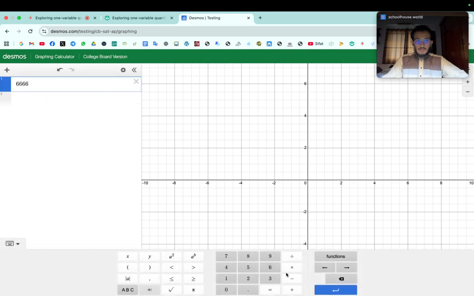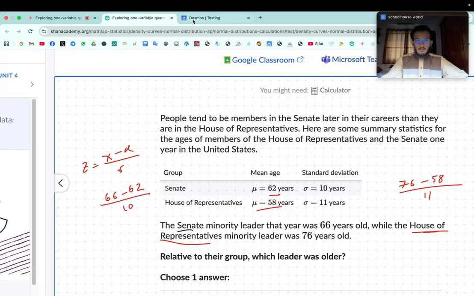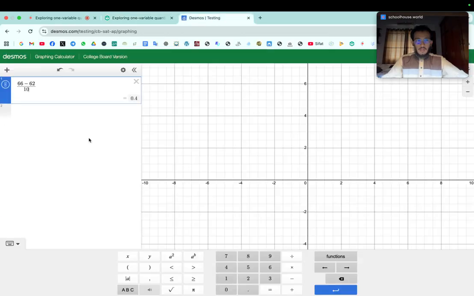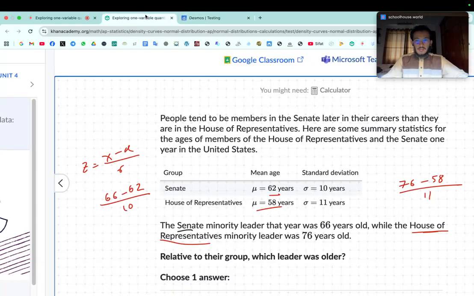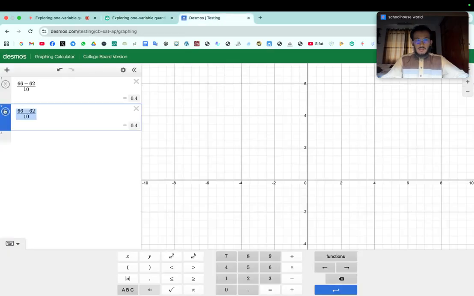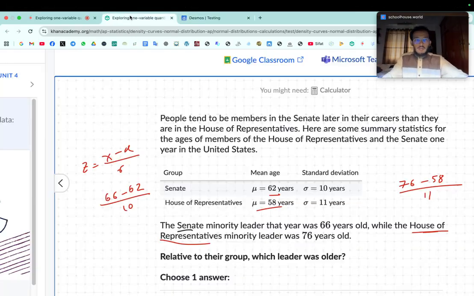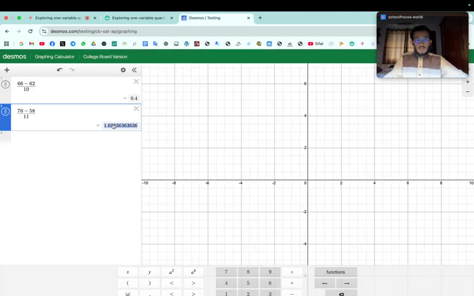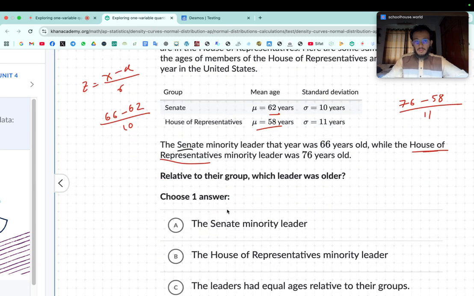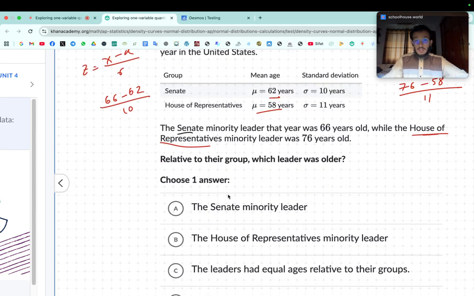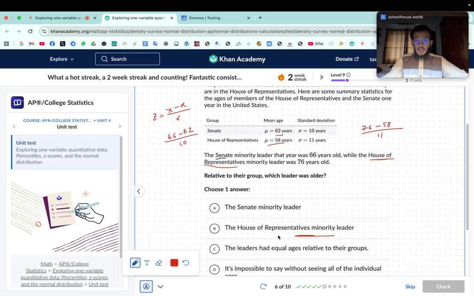66 minus 62 over 10. And the same thing, but this time 76 minus 58. So 76 minus 58 over 11. So we can see that the latter one has a greater z value. So the House of Representatives minority leader was older.